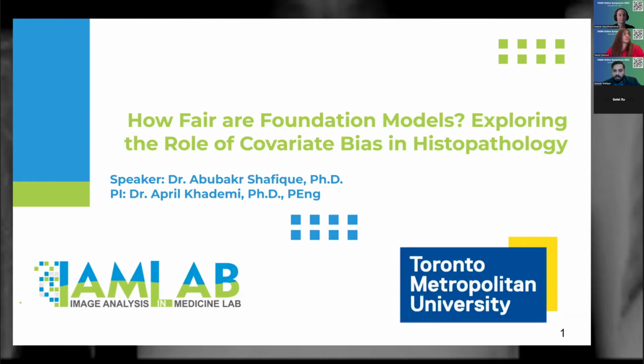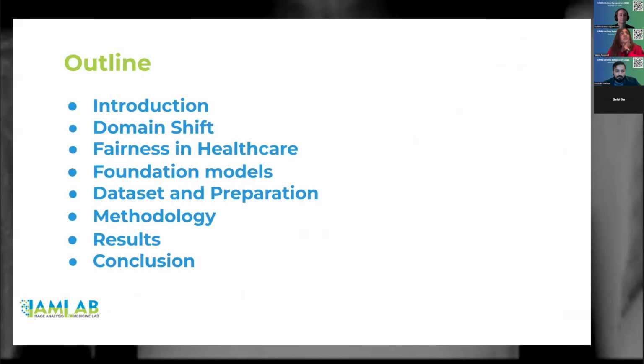Our work mainly explores fairness and covariate bias in foundation models for computational pathology, highlighting the importance and considerations for equitable AI deployment in healthcare. These are the outlines for my presentation. I'm going to go over the introduction, then talk about domain shift, and we're going to define fairness in healthcare, what foundation models we used in our study, how we prepared our data, what methodology we used to compute the covariate shift, and some results with the conclusion.